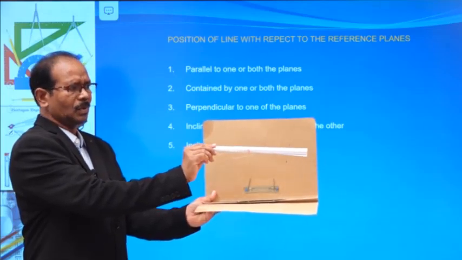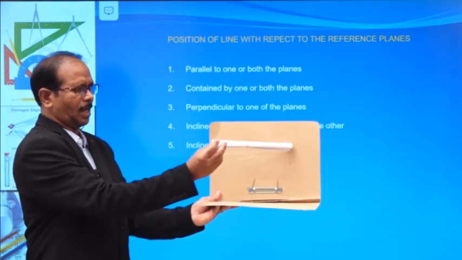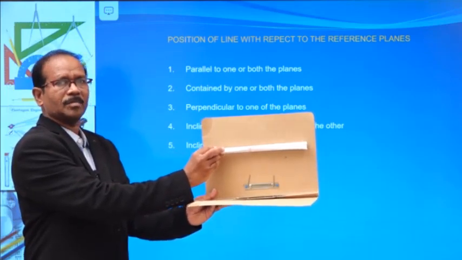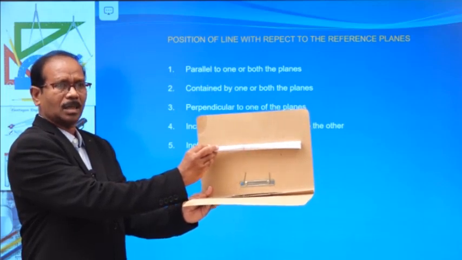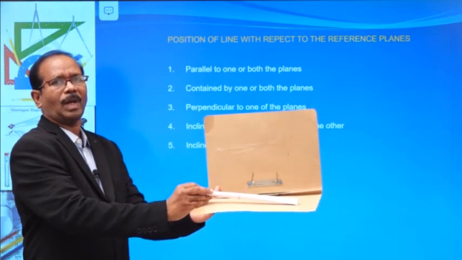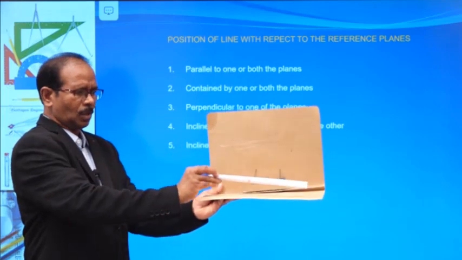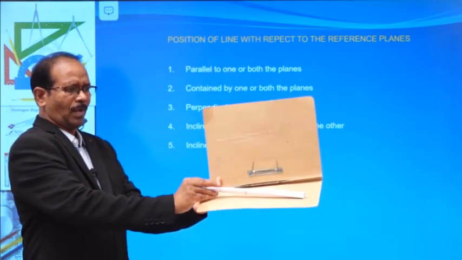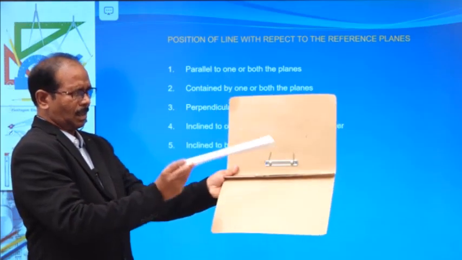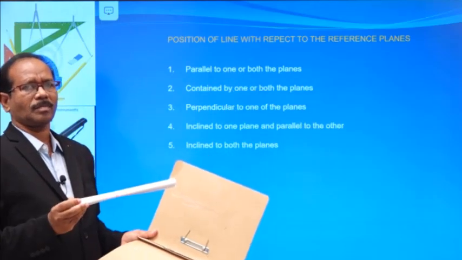Draw the front view. Joining end A and end B, this is the front view, equal to the true length of this line. Similarly, the top view is also true length. For a line parallel to both HP and VP, the front view is the true length and the top view is also true length. While opening, those views are there, one line and one more line. That is position 1.